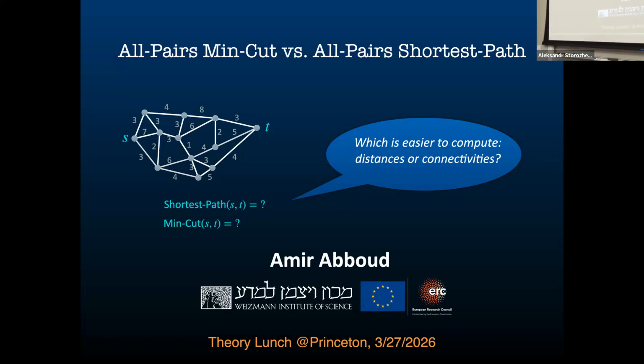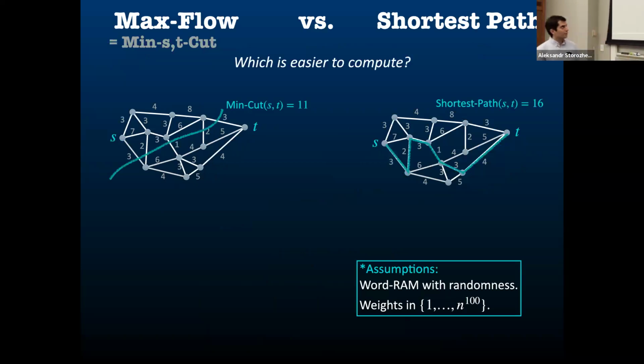So today I'm going to ask and discuss the relationship between two very fundamental, very basic graph problems, graph parameters: the shortest path and the minimum cut. I'm going to try to discuss which of them is easier than the other. So here are the two problems. What I want to discuss is the relationship between shortest paths and maximum flows or min cuts. As you all know, minimum cut and max flow are equal in any graph.